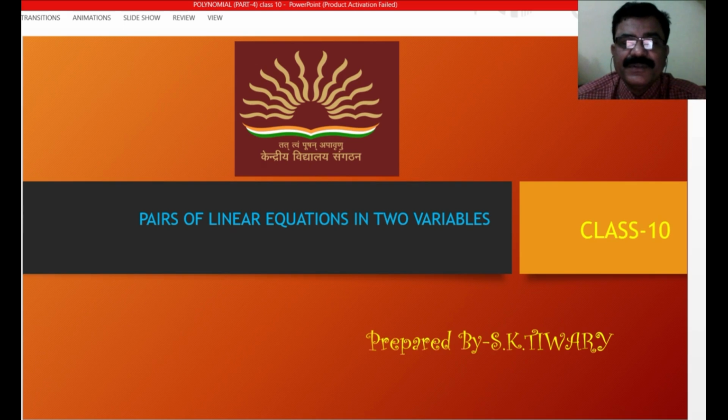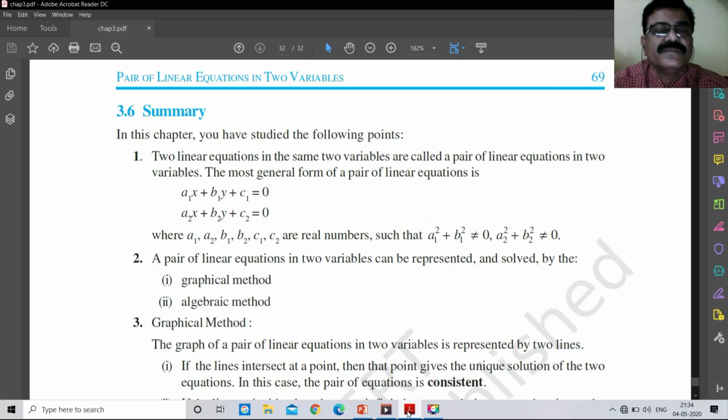Today I am going to teach you class 10th mathematics, chapter Pair of Linear Equations in Two Variables, continued, part 4. Students, in this chapter I want to recall and summarize the formulations which are essential to learn in the chapter. So one by one I will discuss this.